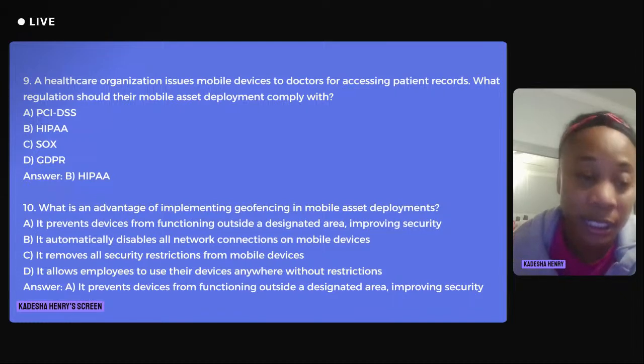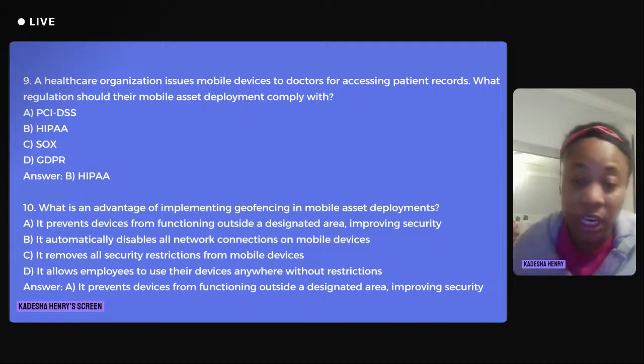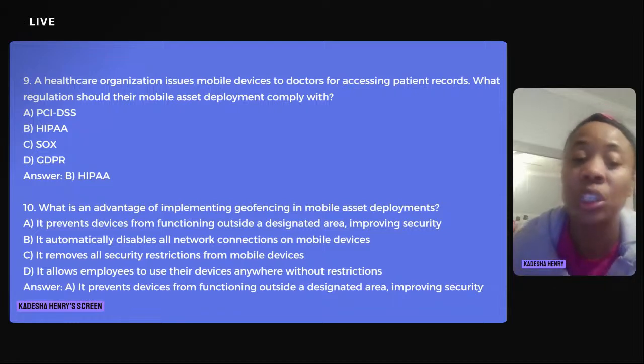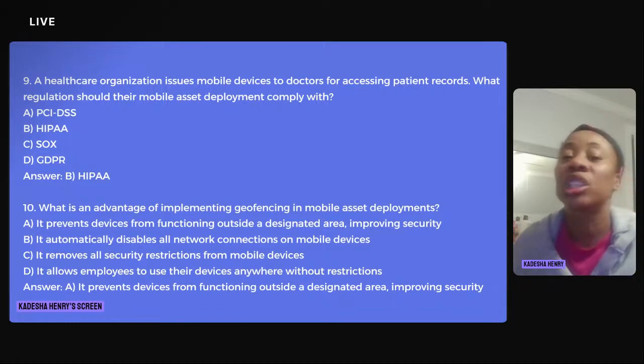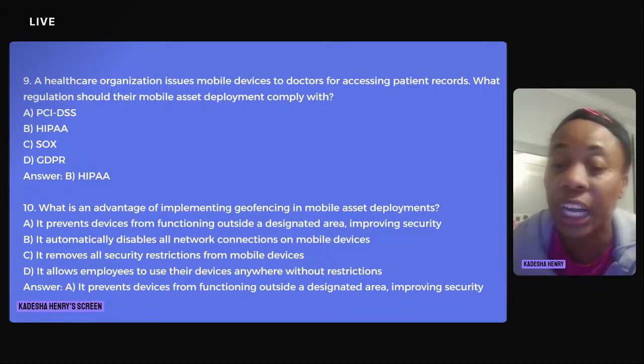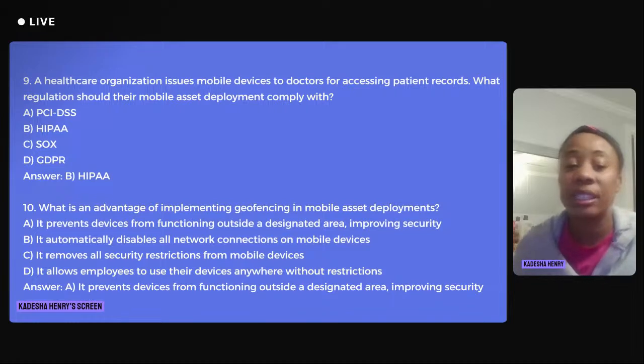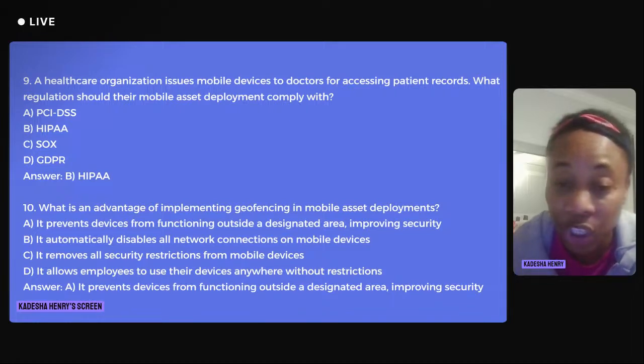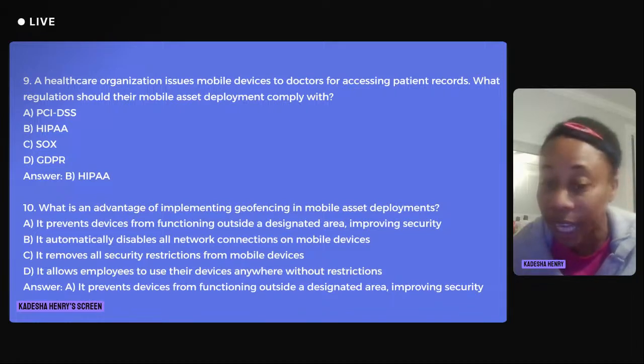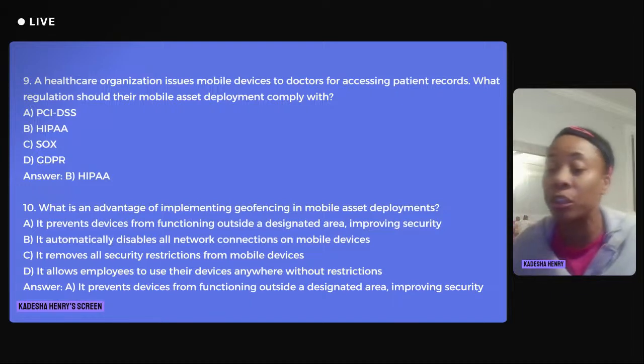Number 10. What is an advantage of implementing geofencing in a mobile asset deployment? What advantage is there in putting a geographical restriction on the mobile device? Is it A, it prevents the device from functioning outside a designated area, improving security?